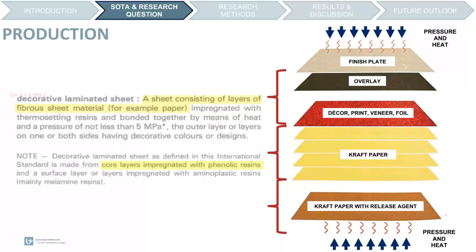Now this schematic view shows what the structure of a decorative laminate is. The core often consists of several layers of kraft paper soaked in phenolic resin. The decor or overlay are soaked in aminoplastic resins, mainly melamine resin.